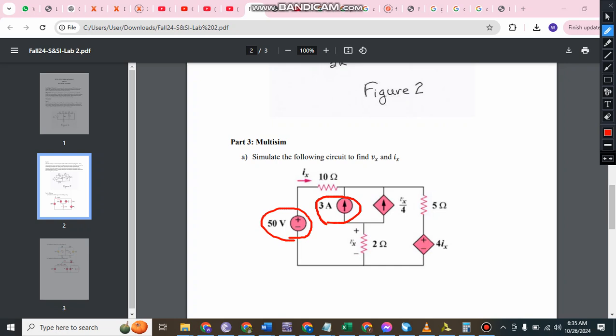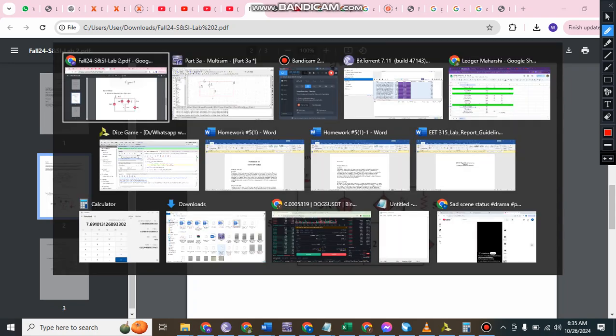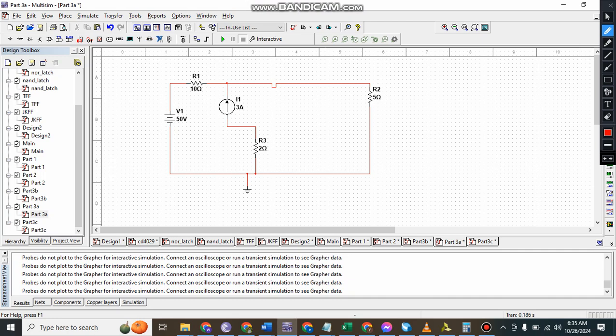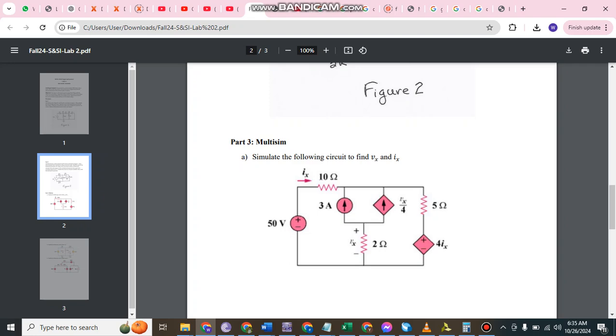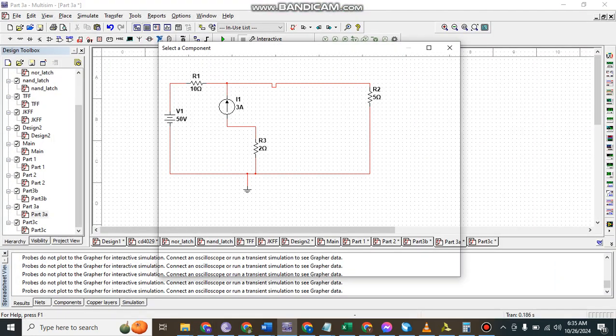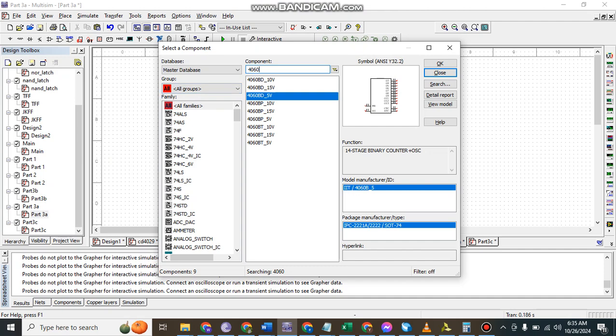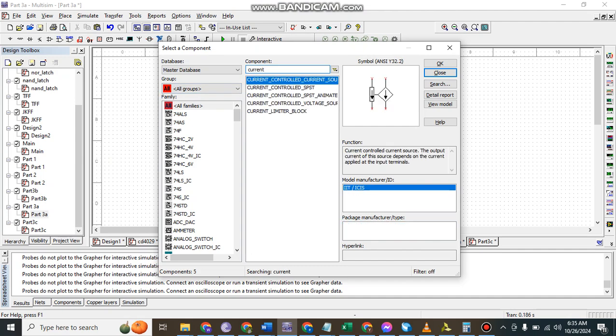Okay, so now we have to place these things accordingly. So let me help you with this, how this will work. Okay, so we have this V1 of 50 volts, right? This DC current. Now we just have this current source. Okay, so this is a current controlled current source, and this one is a current controlled voltage source.